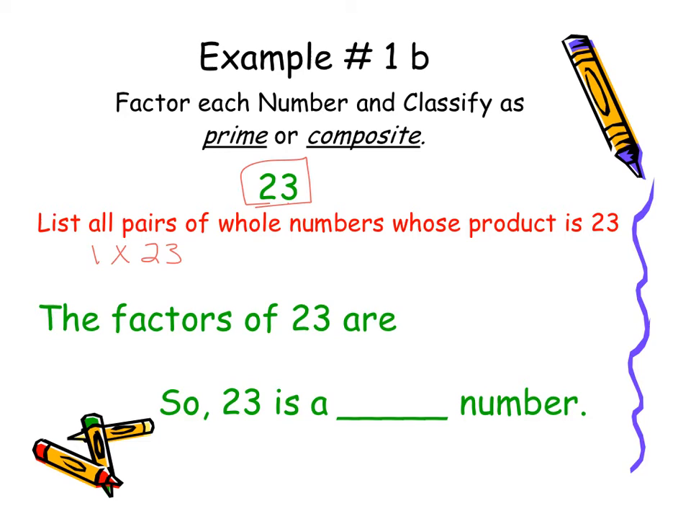And when I have 13 times 2, I get 26. So that's more than my number to begin with, so I pretty much went through all the possibilities. The only factors of 23 are 1 and 23. So there are only 2 factors of 23, which means 23 is a prime number.